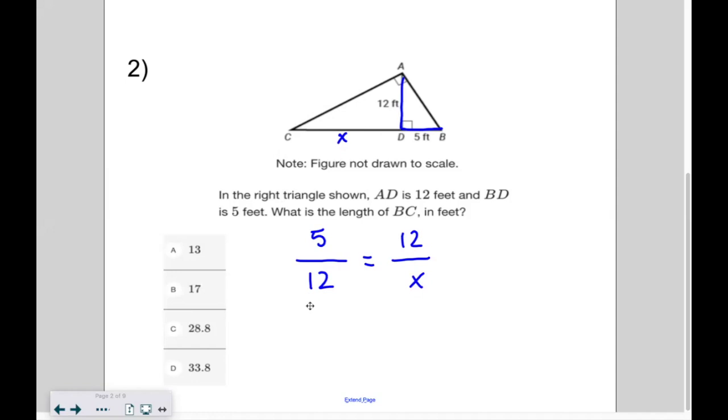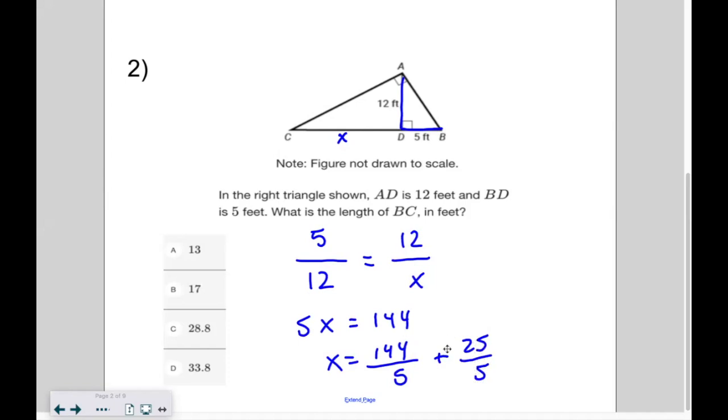And then I'm going to cross multiply and I'm going to get 5x equals 144. So x is 144 over 5. And then it wants the length of BC. Well, BC, I would just have to add 5 to this. And 5 is 25 over 5. So you could definitely use a calculator here, but you want to get a little fancy with it.